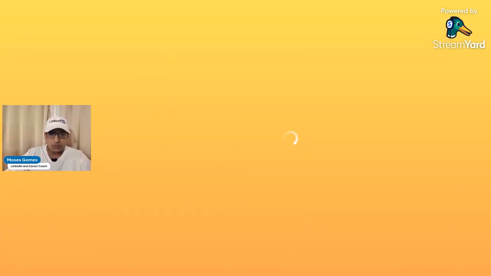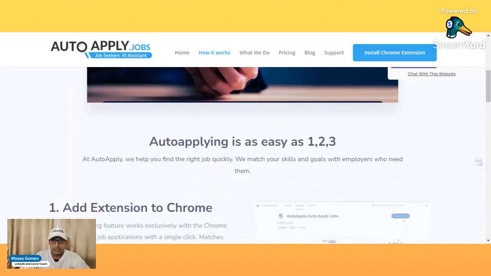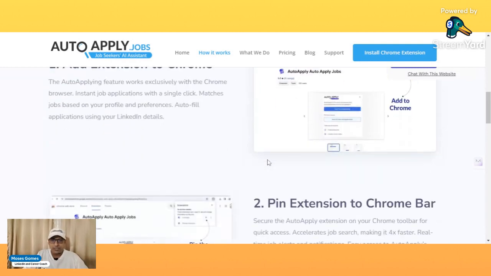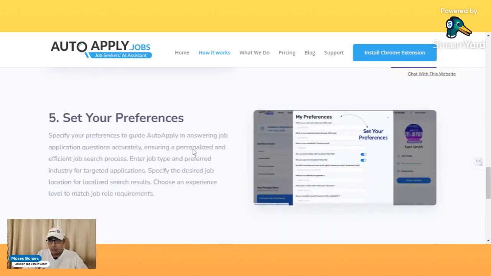Now coming to our first tool, this tool is called Auto Apply. This is how it works: Auto Apply gives you a Chrome extension. We have already added the Chrome extension, and the feature works exclusively with the Chrome browser. So you need to install the Chrome browser only. If you have any other browser, it won't work. Pin the extension to Chrome. Now let's see how it works. The whole game of this tool is that it lets you automatically apply to jobs.